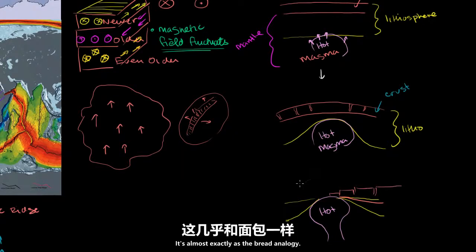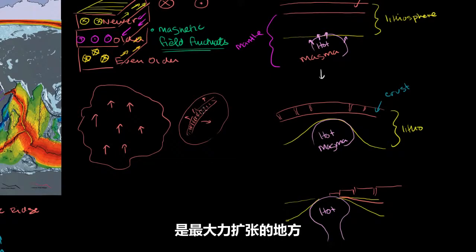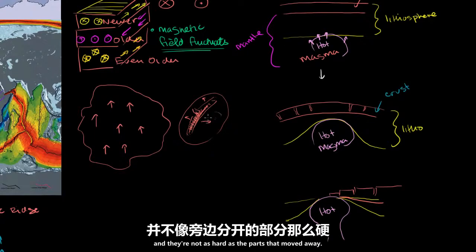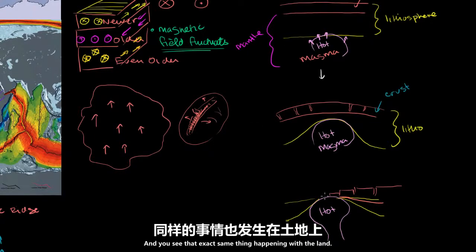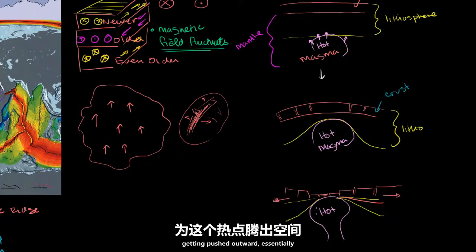As it gets pushed apart, it kind of thins out a little bit, as you can imagine. It's almost exactly as the bread analogy. When you look at bread like this, the rift, the depressions where it was expanding most vigorously, those parts of the bread are actually thinner, and they're not as hard as the parts that moved away. And you see that exact same thing happening with the land. All of this stuff is continuously getting pushed outward, essentially to make space for this hot spot.